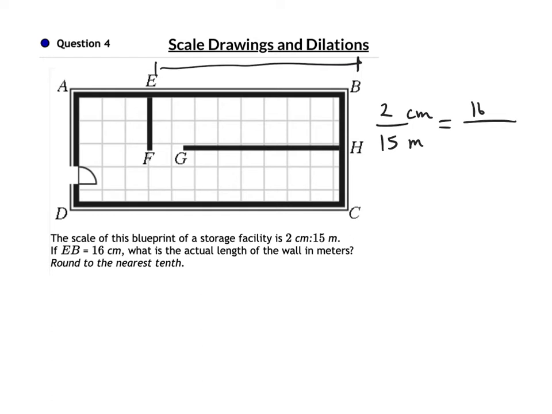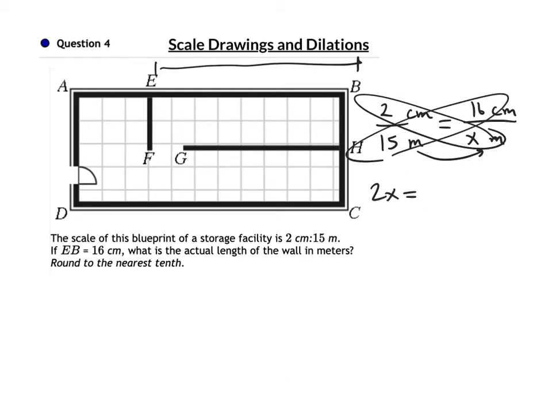So the 16 centimeters goes here, and my x, which is the length of the actual wall, will be in meters, just like the 15. Cross multiply, 2x equals 15 times 16, and divide by 2, and x is 120 meters.